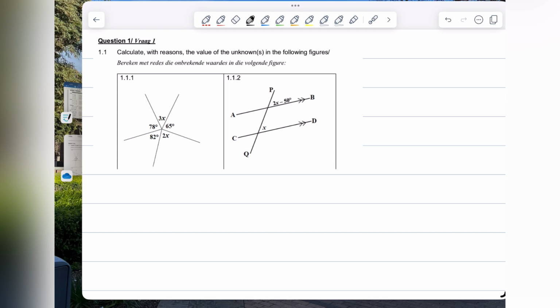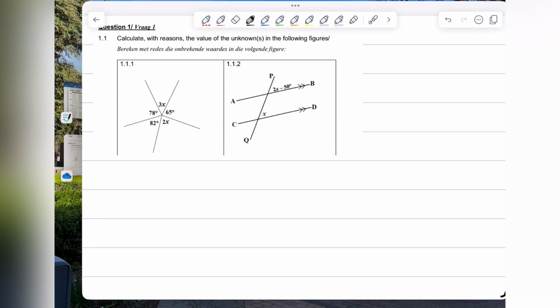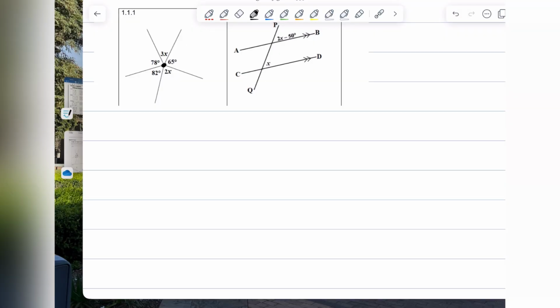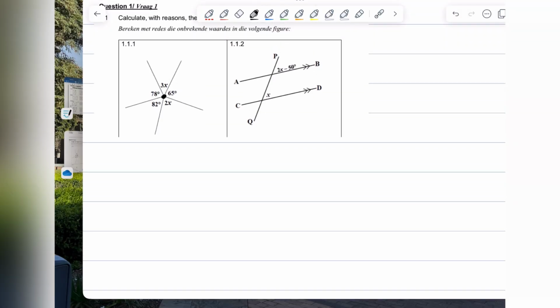So here we've got 1.1.1 and 1.1.2. I just extracted it from the question paper so we can maybe work a bit easier. The first question deals with a set of straight lines that are basically extending from a point. So the point over there in the middle, and this of course is very easily identifiable as angles around a point. So that is hoeke om 'n punt. So we need to add all the angles around that point, and we all know that angles around a point add up to 360 degrees.